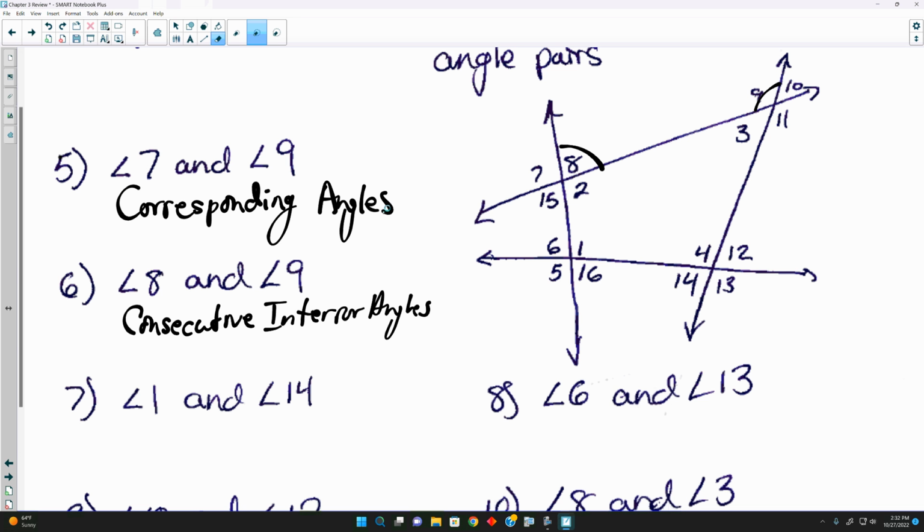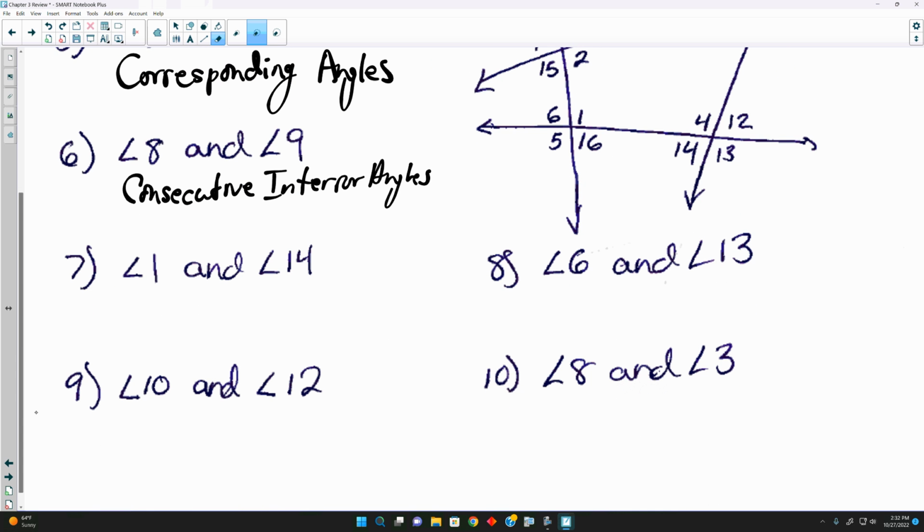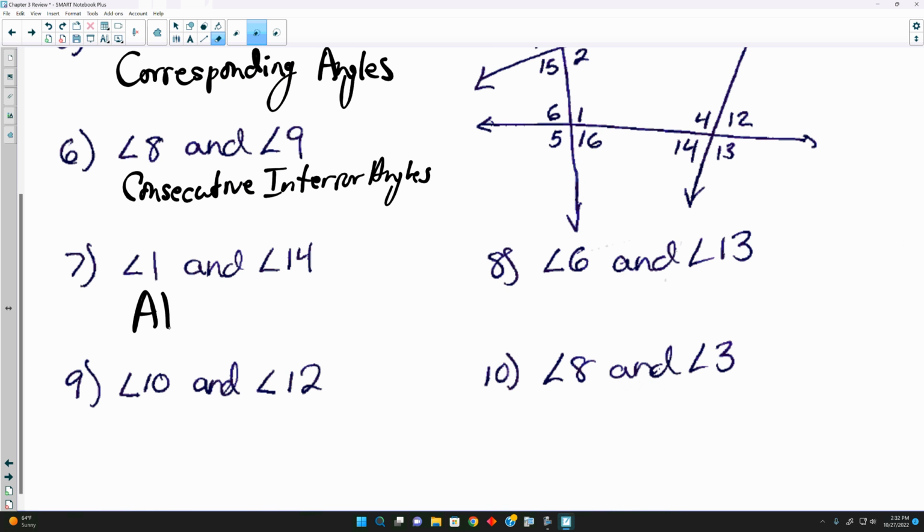So what would 1 and 14 be? Alternate interior angles, alternate interior, I will take either one. I'm not going to count off if you don't put angles.